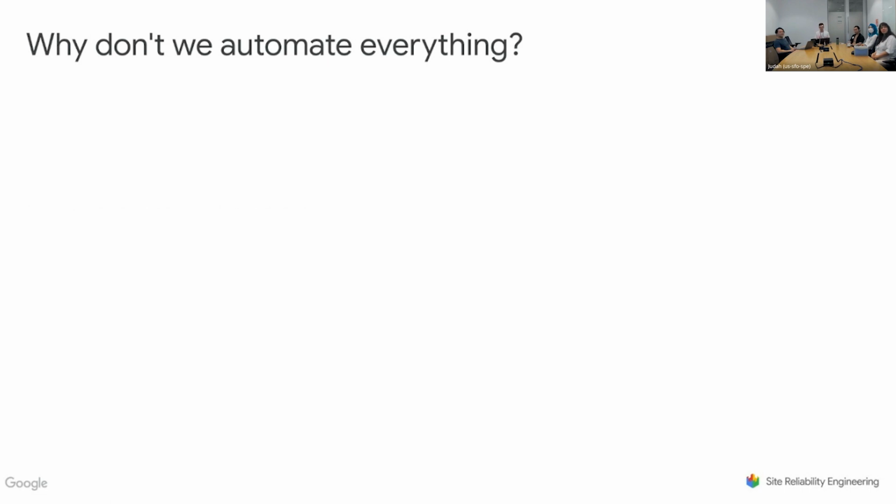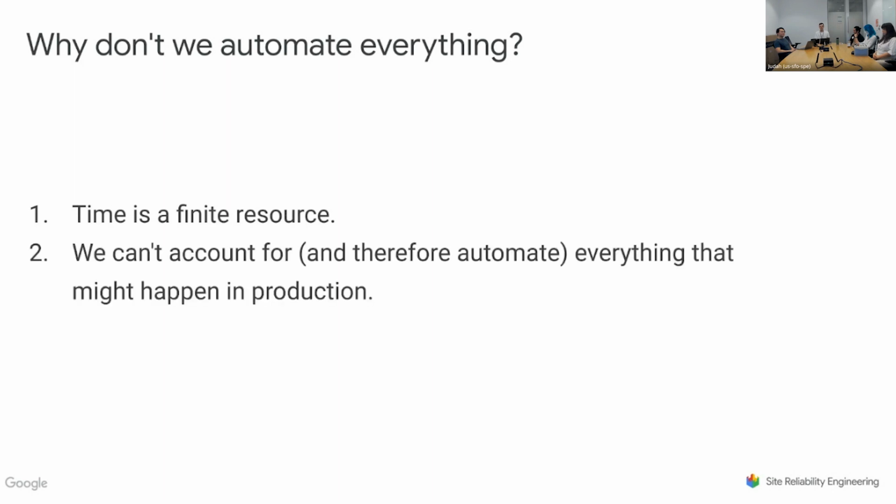All right. So if SRE is about using software engineering to solve ops problems, why don't we just write software and automate every single process and eliminate the need for operations? Well, it's because we have a finite amount of time in the day. We can't build every single piece of automation that possibly could exist. And even if we did, we wouldn't know what to build. We can't account for everything that might possibly happen in production.